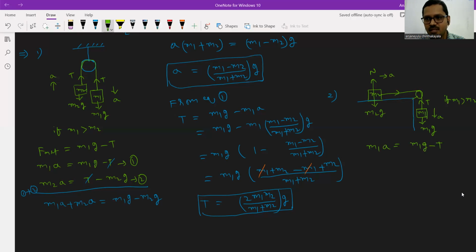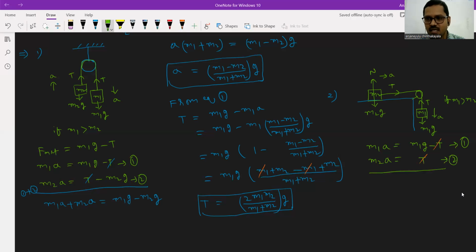Minus tension T, this is equation 1. And on the second block, M2A is equal to only tension T acting, because that normal force N and M2G both cancel each other. This is the second equation. Adding these two equations, the minus T and plus T cancel each other.